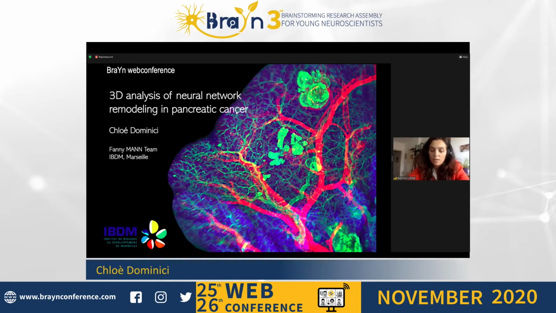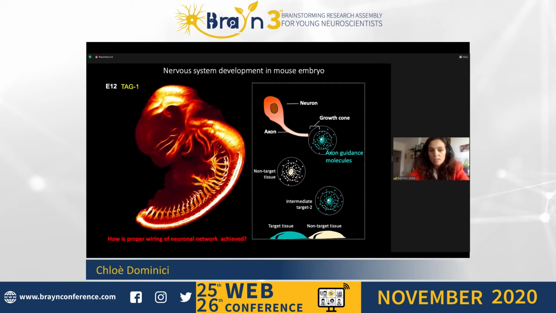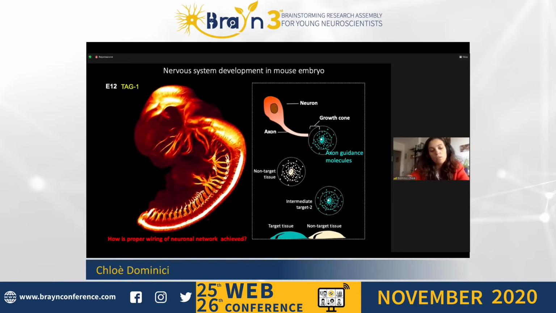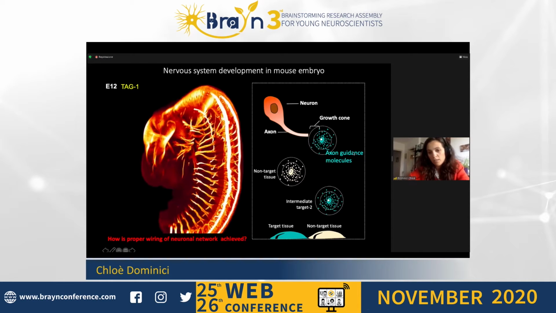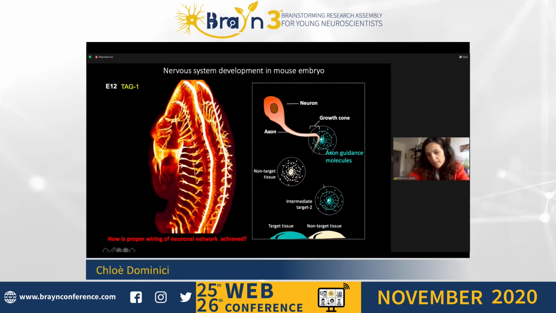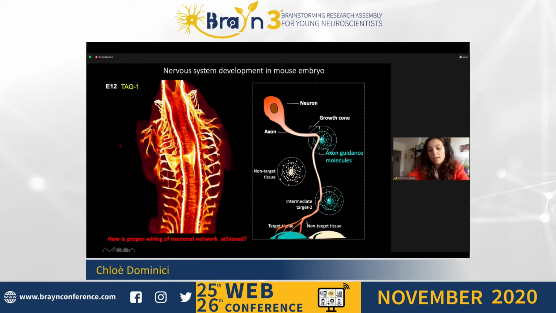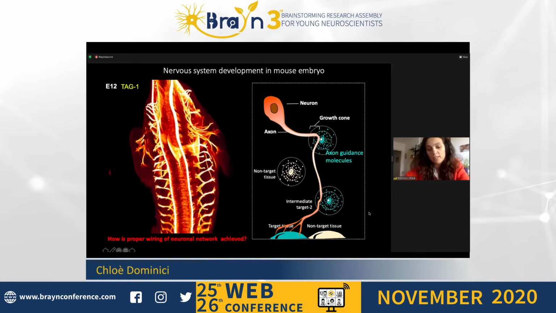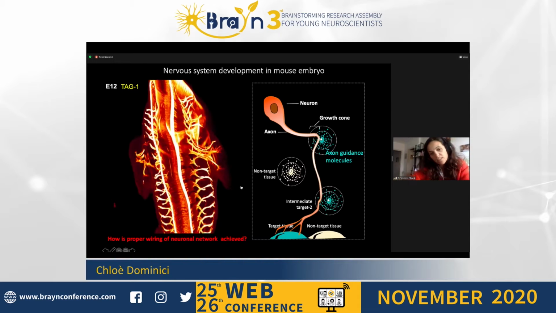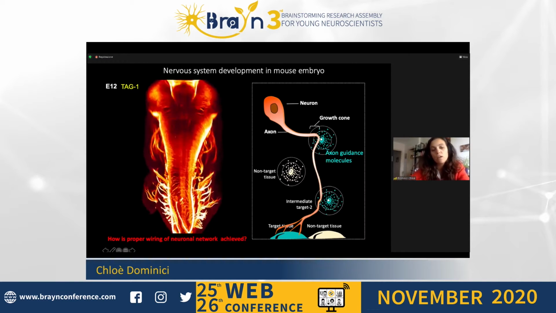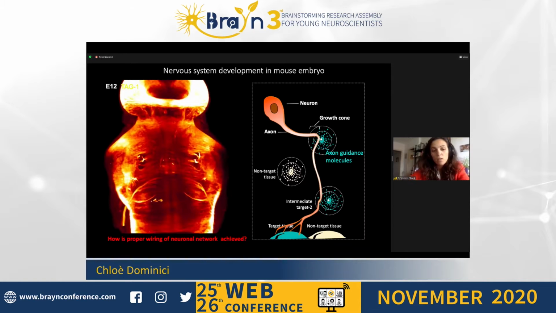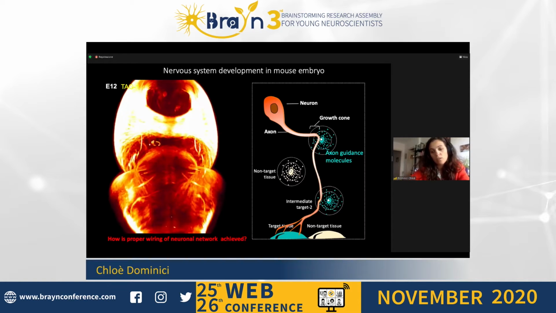I worked on the link between the neuronal network and the cancer cells. Fanny Mann's team is initially interested in axon guidance. They look at how the neuronal network is properly achieved during development. For that, they study axon guidance molecules that could either attract or repulse the growth cones so that the axon can reach the right target tissue. But during the past few years, they have become interested in axonal plasticity, not in a context of development, but in a pathological context such as cancer.